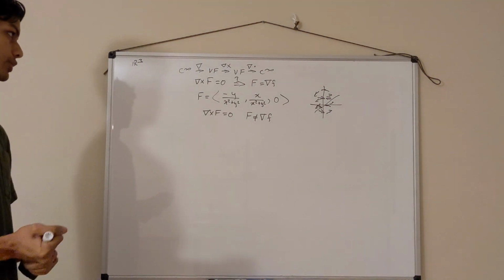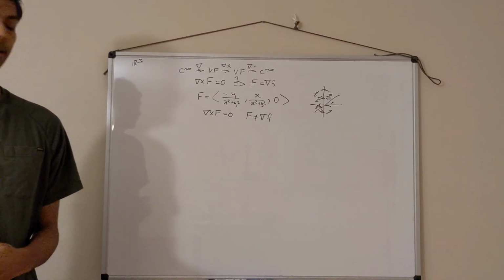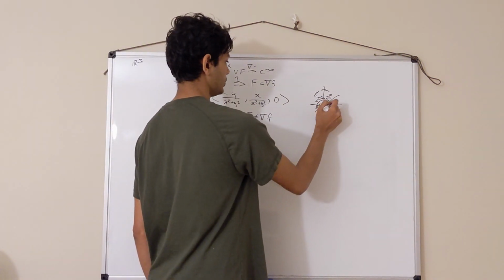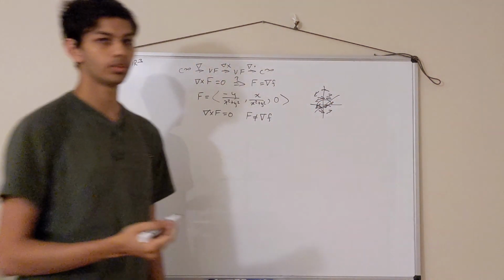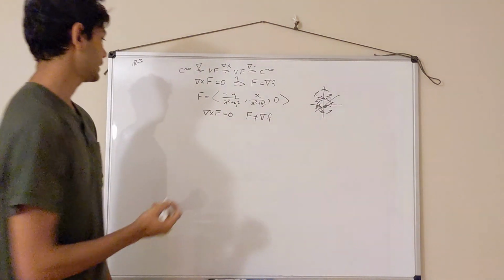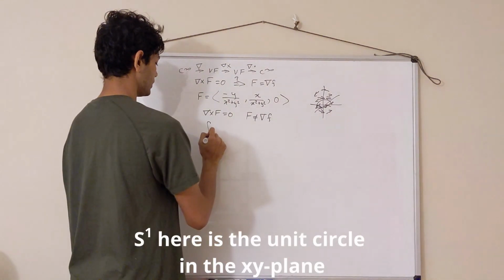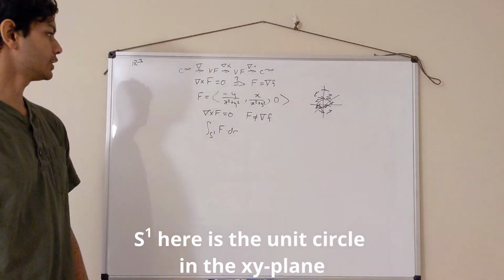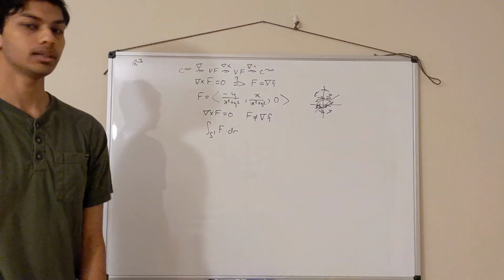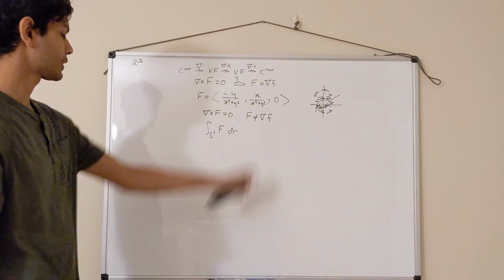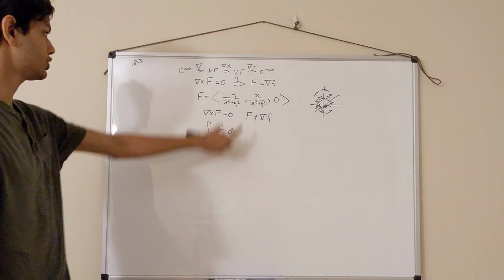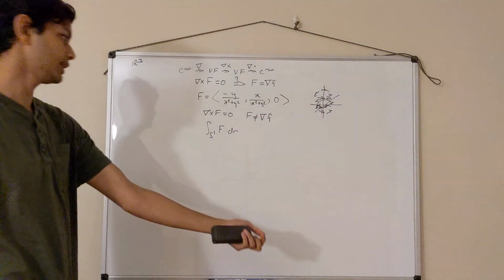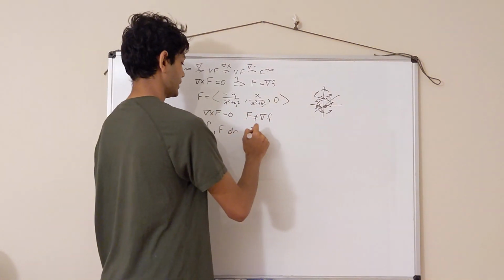But there's a more direct way to show it, which is similar to what we did last time. What we can do is take this loop in the xy plane, which is the unit circle, and look at the integral over this unit circle of f dot dr. Now, because this unit circle is in the xy plane, we can basically ignore the z component, and this just reduces to our integral of this vector field over the unit circle that we had last time, and that's equal to 2 pi.